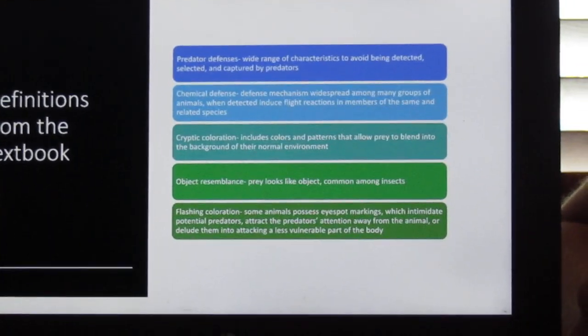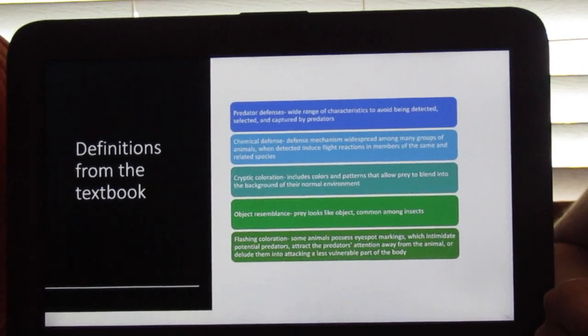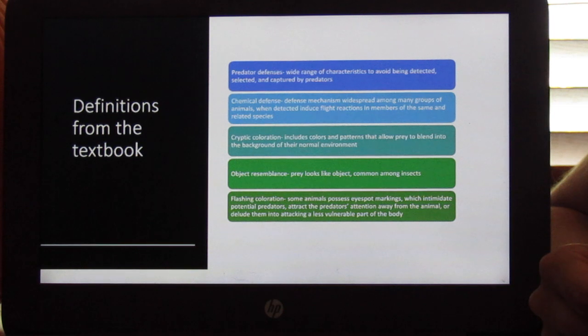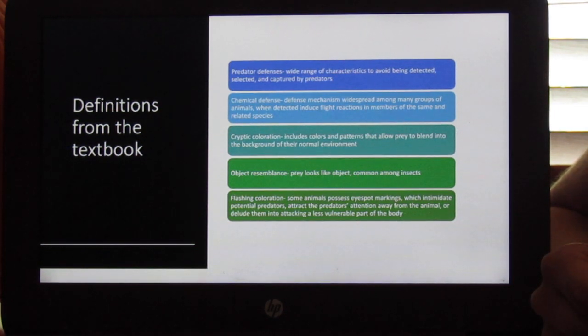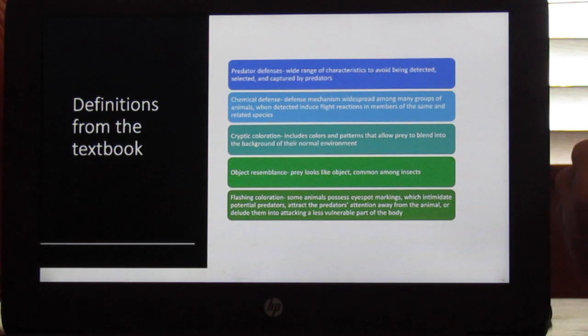It's popular in insects. Flashing coloration: attract predators' attention away from the animal or delude them into attacking a less vulnerable part of the body. You can see this on tigers, their ears have spots that look like eyes, and deer have white tails. That's flashing coloration.